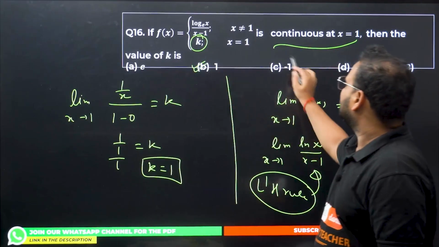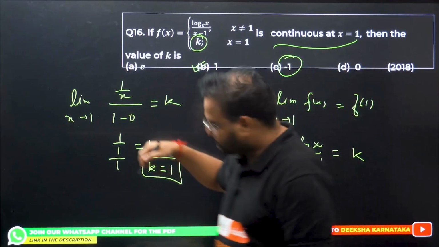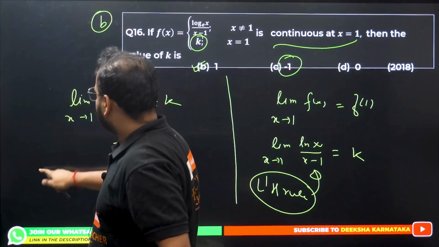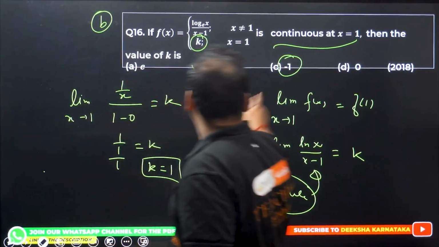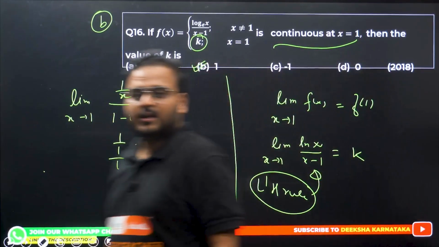I hope this is clear. This is minus 1. Option B is correct. Option C was given as minus 1. So I hope this is visible.